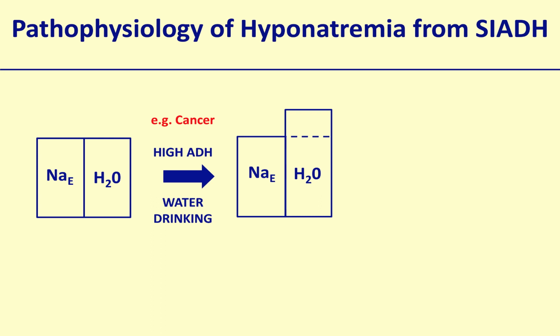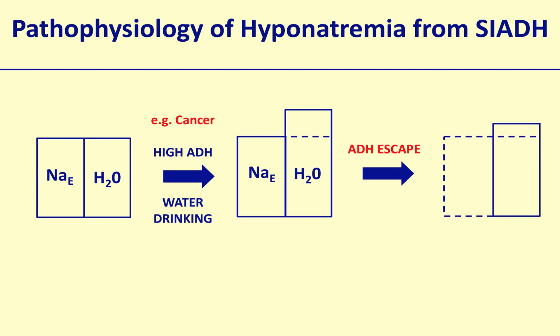However, this cannot go on indefinitely. After about 5 days or so, the kidneys start to become refractory to the actions of ADH. Aquaporin 2 is downregulated. So this is called the ADH escape mechanism, and the total body water that was initially high is going to be reduced a little bit.